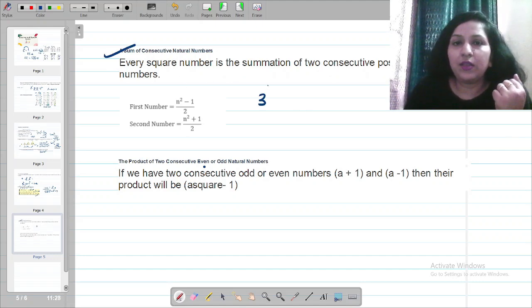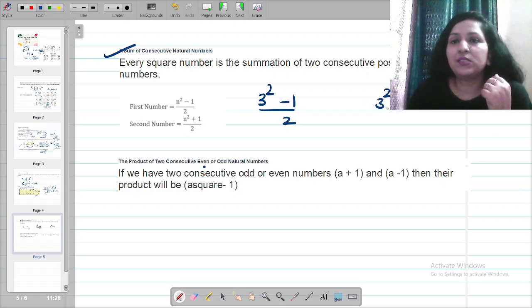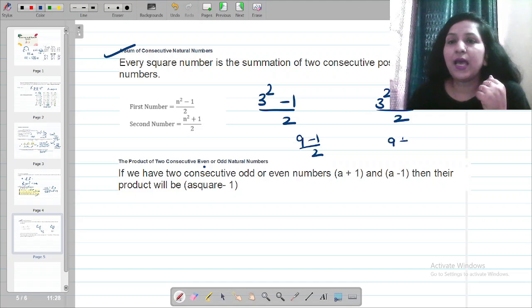It is (3 square minus 1) by 2 and (3 square plus 1) by 2. 3 square is 9. 9 minus 1 by 2. 3 square is 9. 9 plus 1 by 2. What is 9 minus 1? It is 8 by 2. Your answer is 4. 9 plus 1 is 10 and 10 by 2 is 5.